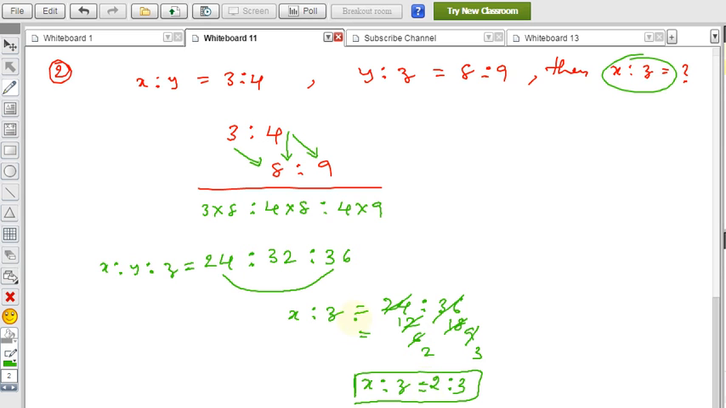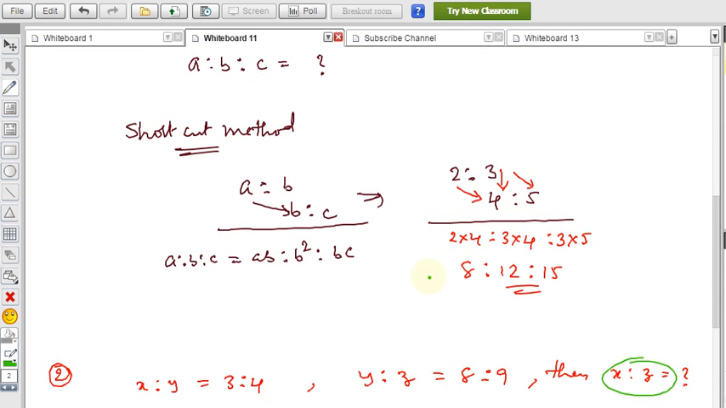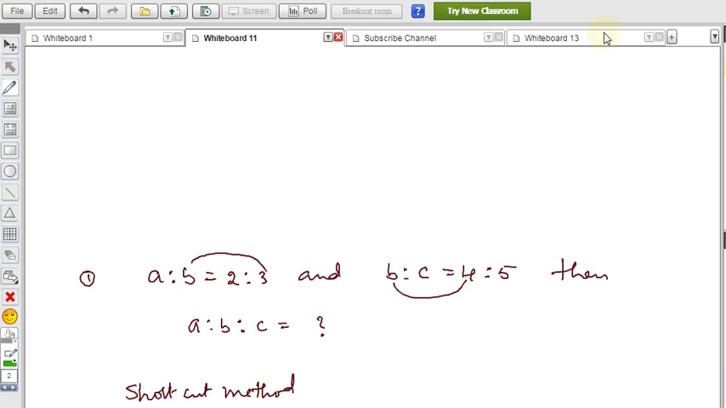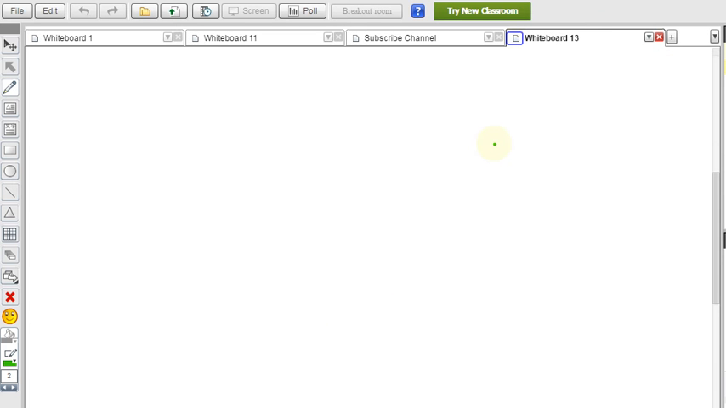So various problems we can solve if they give various ratios like x is to y, y is to z, or a is to b, b is to c, or p is to q, q is to r. Okay, now one more type is if they mention three ratios at a time.